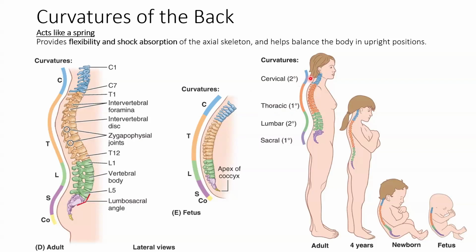We have lordotic curves, which are our secondary curves in the cervical and lumbar spine. And kyphotic curves are our primary curves, thoracic and sacral spine. Remember, those curves allow our spine to act as a spring, giving some flexibility and shock absorption to our spinal column.